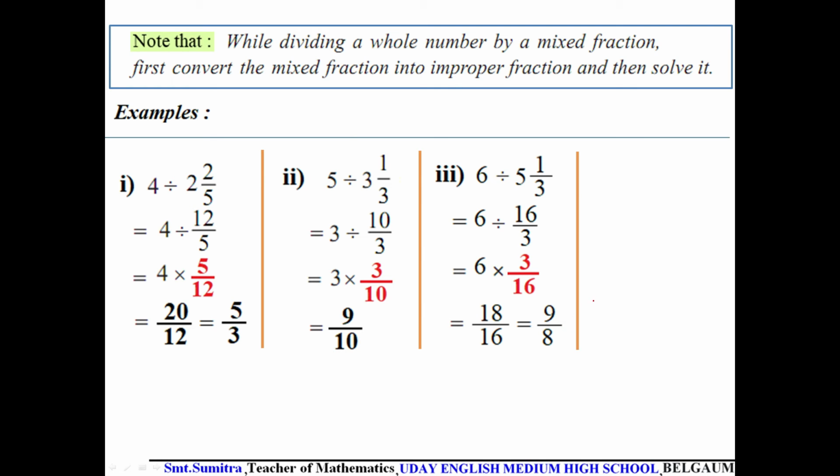One more example. 7 divided by 2 integer 4 by 7. 7 2s are 14, 14 plus 4, 18 divided by 7. And this multiplication sign we have to write. I'll write neatly now. 7 divided by, first I will convert this one, then I will write multiplication by taking its reciprocal. 7 divided by 18, multiply 49 divided by 18. Please copy all the examples, all the steps by pausing the video.